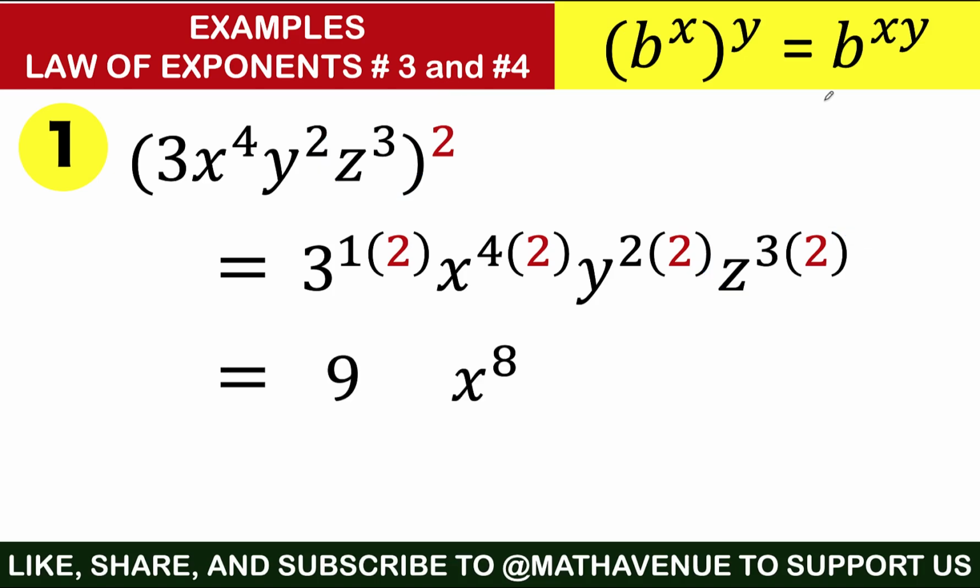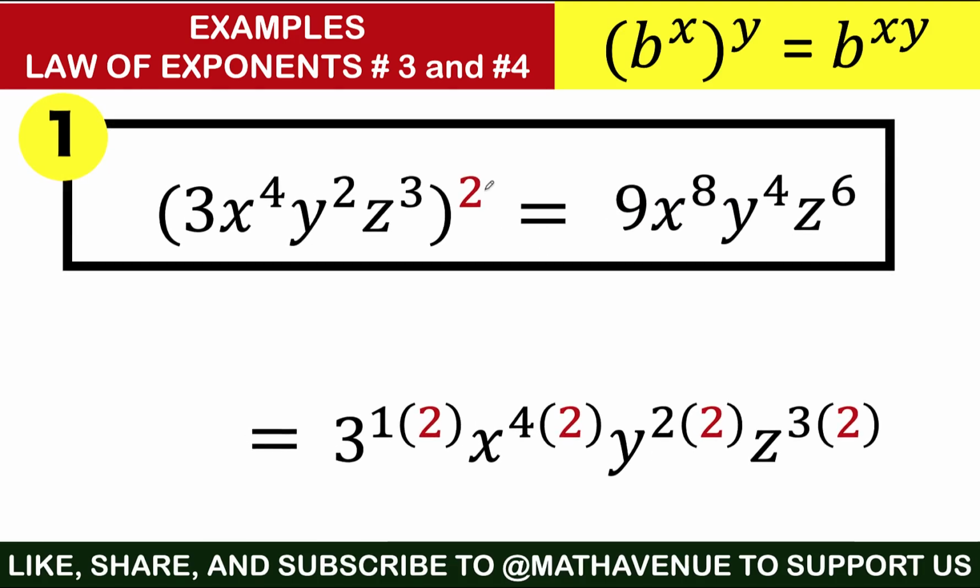Then the rest is just simplification. 3 squared is 9, then multiply 4 times 2 to get 8, 2 times 2 to get 4, 3 times 2 to get 6. Copy the bases. Now the common problem here is many students tend to forget that this 3 should also be raised to the 2nd. They just copy the 3 and then perform the application of the laws of exponent for the variables. That's a common mistake. This numerical coefficient should also be raised to the same exponent. So that is now our answer for number 1.